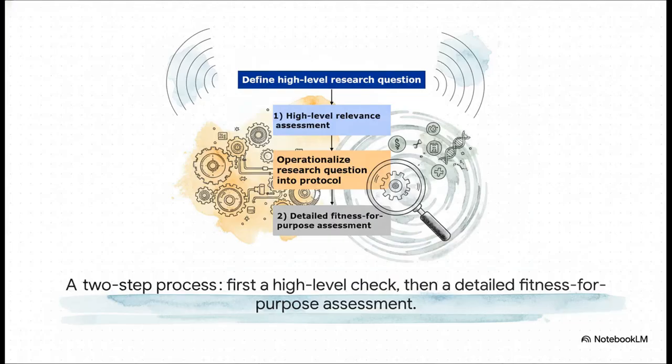So, how does the framework actually put this idea into practice? Well, it lays out this brilliant two-step assessment process. First, you do a high-level relevance check. You're basically asking, is this data source even in the right ballpark for what I need? If the answer is yes, then you move on to the really detailed, in-depth fitness assessment, and you build that right into your study protocol. It's a fantastic way to make sure your evaluation is both super rigorous and highly relevant.